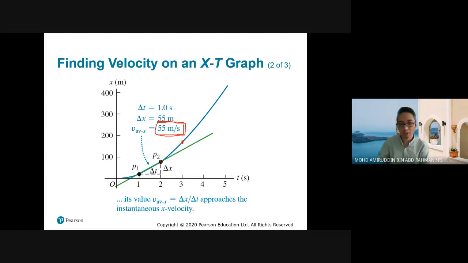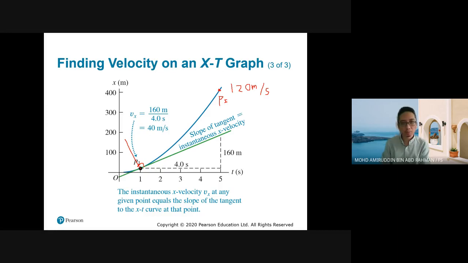Increasing. Okay, good. So it should be increasing because the velocity increases much higher compared to previously. From P1 to P2, let's say we define a point here at P3. So the average velocity from point P2 to P3 will be much higher than 55, should be around, let's say, 65 meters per second. So I hope you're clear with the concept of average velocity and instantaneous velocity.